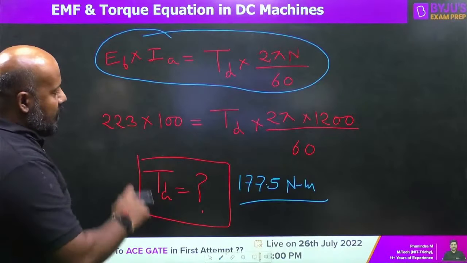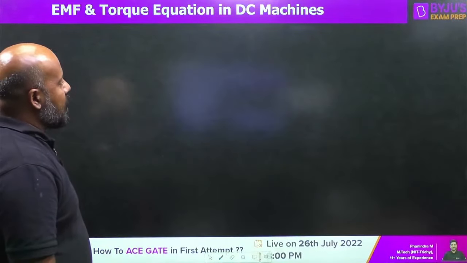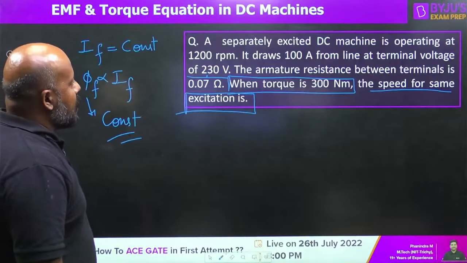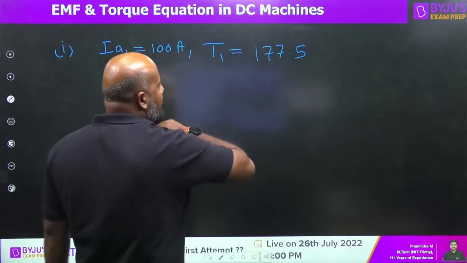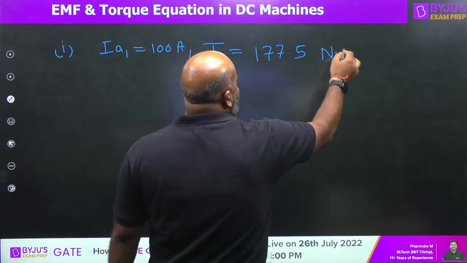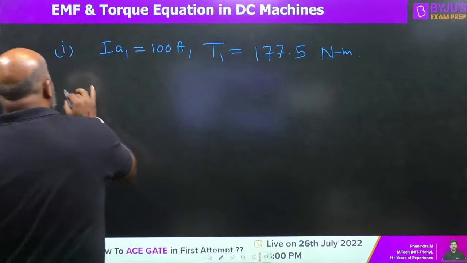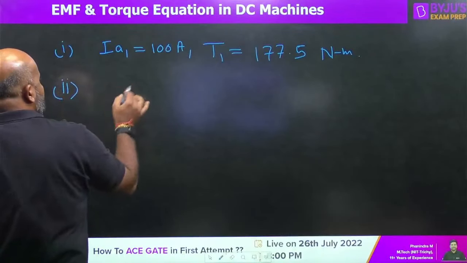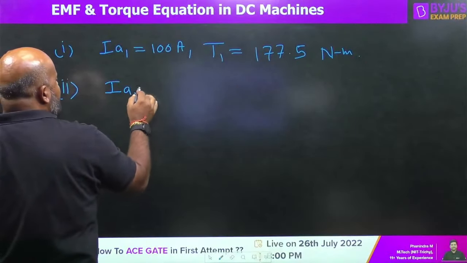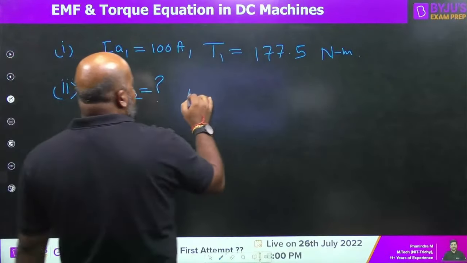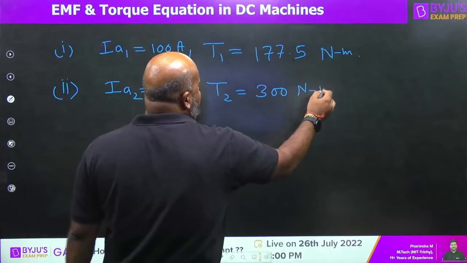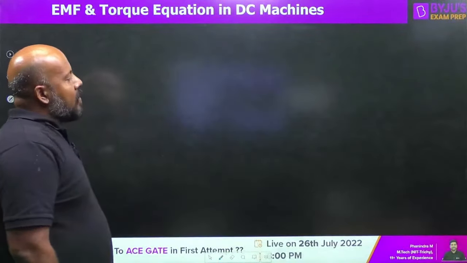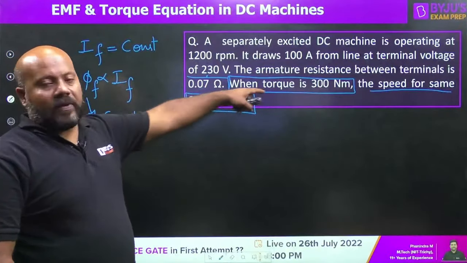It was 177.5. Yes or no? This is Newton meter. Now this time, in the second case, he is telling you, you don't know the armature current this time. But torque he has mentioned as 300 Newton meter. It is given in the question. Torque is given as 300 Newton meter.